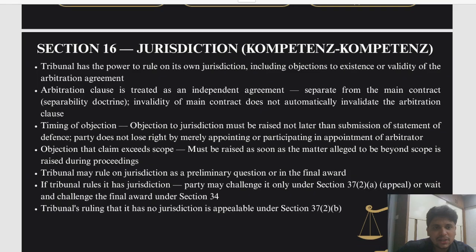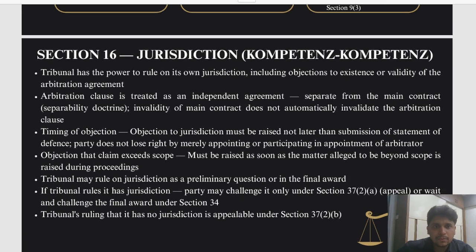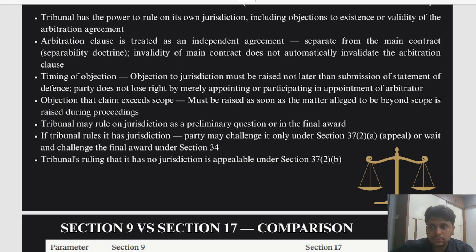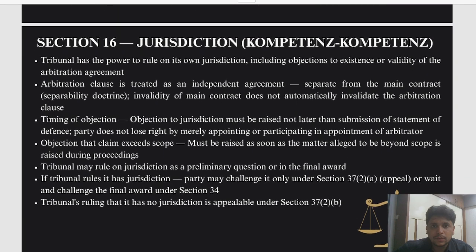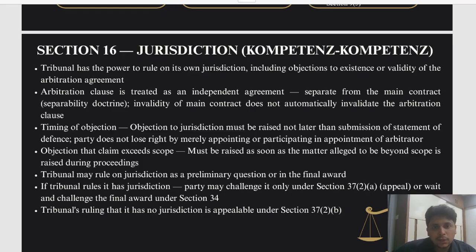Now let us discuss section 16 in detail. Section 16 is jurisdiction, which is based on the important doctrine of competence. The tribunal has the power to rule on its own jurisdiction, including objections to the existence or validity of the arbitration agreement. The arbitral clause is treated as an independent agreement, separate from the main contract. Again, we have already discussed that if the main contract is invalid, the arbitration clause still remains valid and it will not automatically be invalidated.